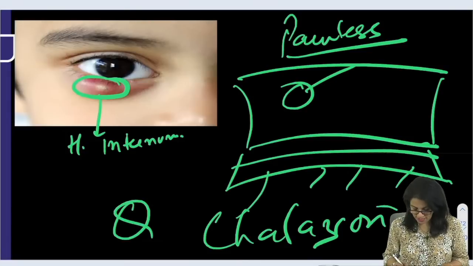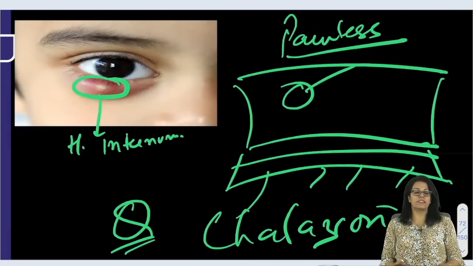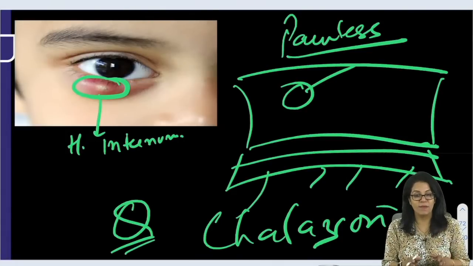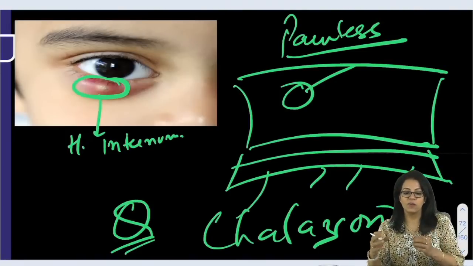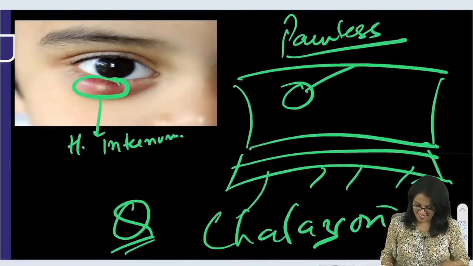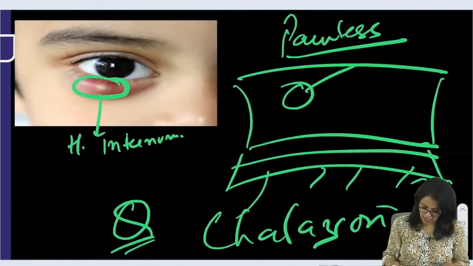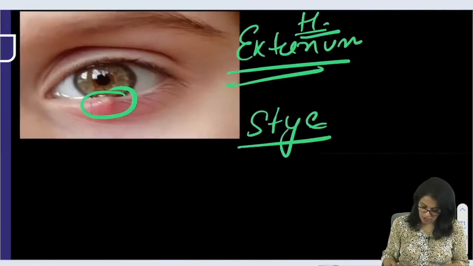Asked many times. Repeated question, and the same question in this same exam, they have asked you, it is a chronic lipogranulomatous inflammation. Just remember this, okay? So, chalazion is a chronic lipogranulomatous inflammation. I am writing here.